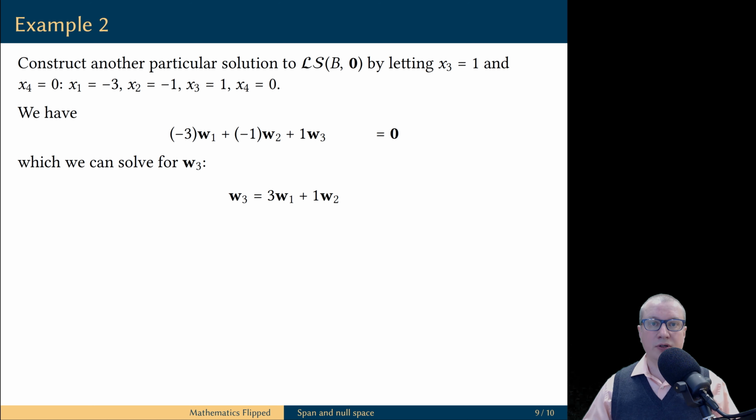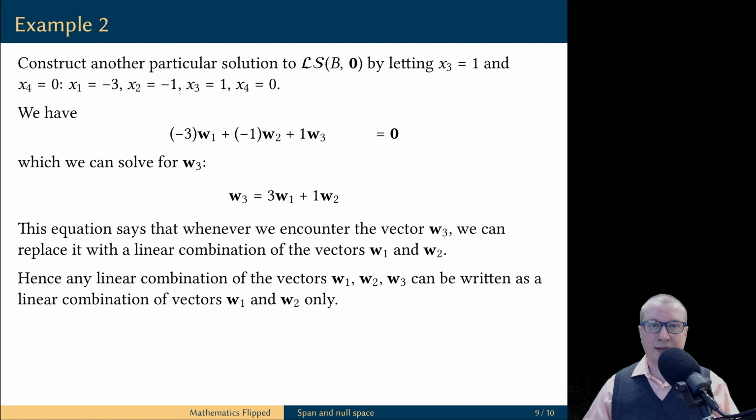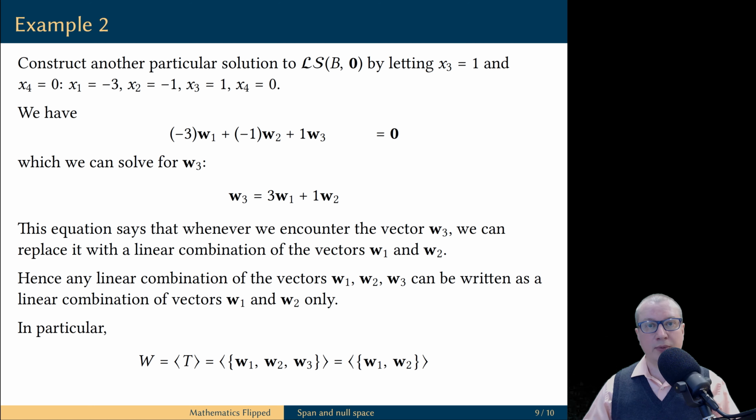Now, what we do is we solve this vector equation for the vector W3. You see what it means? The vector W3 can be expressed as a linear combination of vectors W1 and W2. In turn, it means that whenever you have a linear combination that involves vectors W1, W2, and W3, in fact, it can be rewritten as a linear combination of vectors W1 and W2 only. This means that the span of vectors W1, W2, W3 in fact is the same as the span of the set of only 2 vectors, W1 and W2.